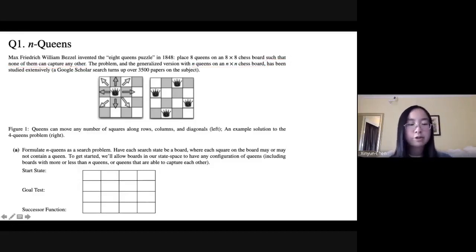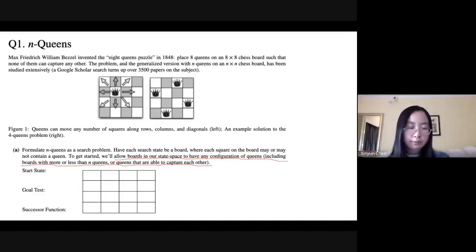Then how about the successor function? For the purpose of part A, we see that there is a note saying that we will allow boards in our state space to have any configuration of queens, including boards with more or less than N queens, or queens that are able to capture each other. It means that we will start with the simplest version of the state representation, where our state space could also include many invalid states according to the N queens rule.